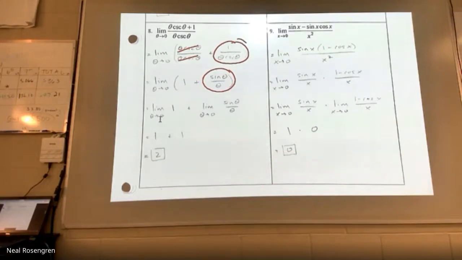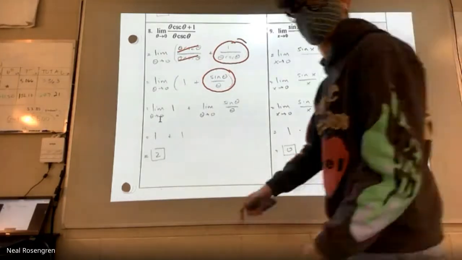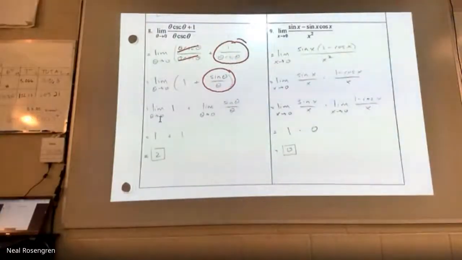Limit of a sum is the sum of individual limits. Limit of a constant is just always going to be that constant. The limit of 1 is just 1. And then sine of theta over there. Also.